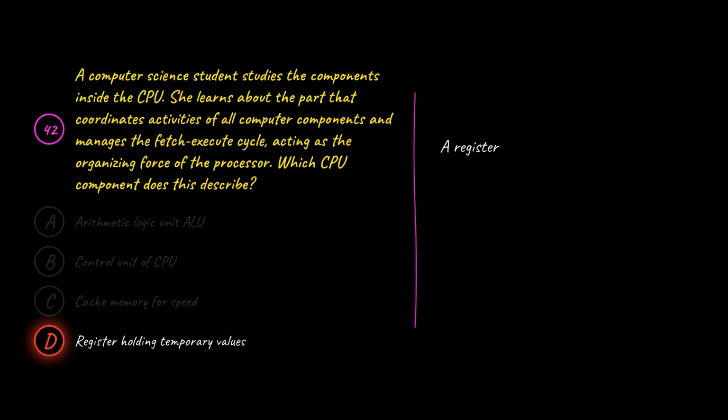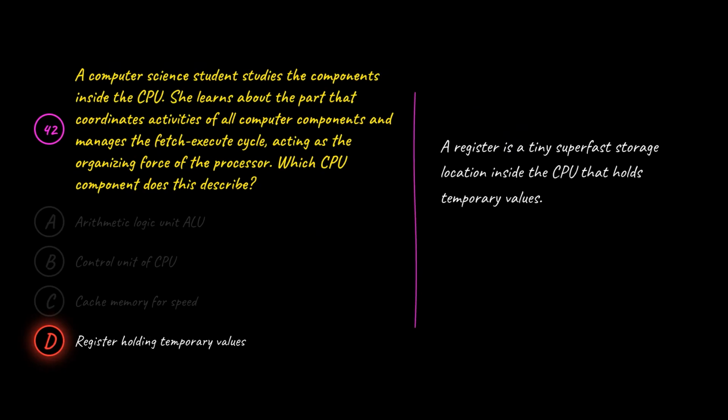D is wrong because a register is a tiny superfast storage location inside the CPU that holds temporary values. Registers store working data and instructions but do not coordinate the overall activities of computer components during execution.